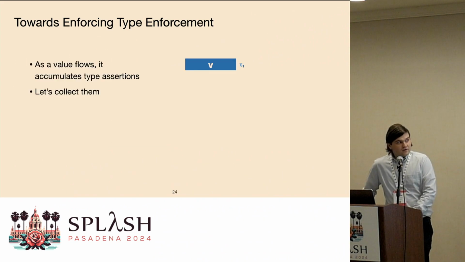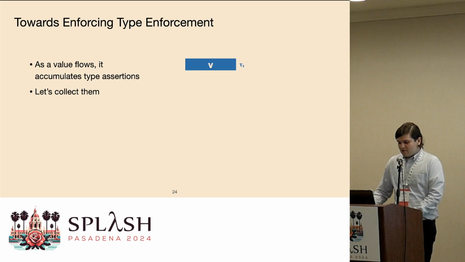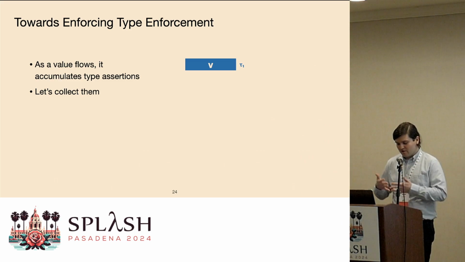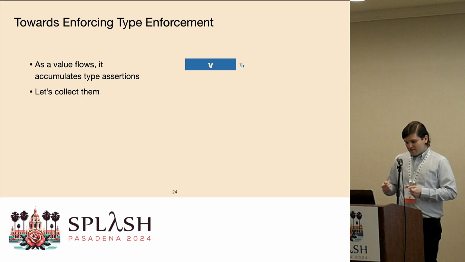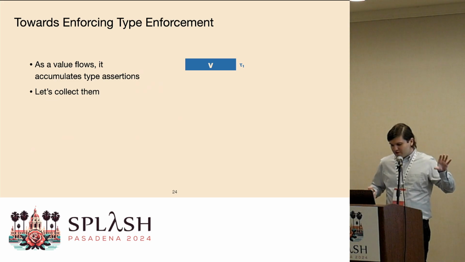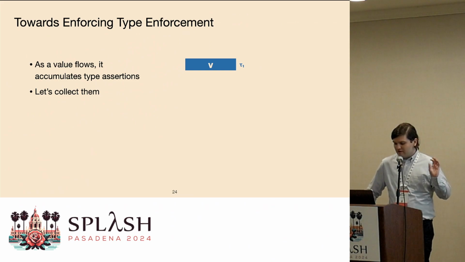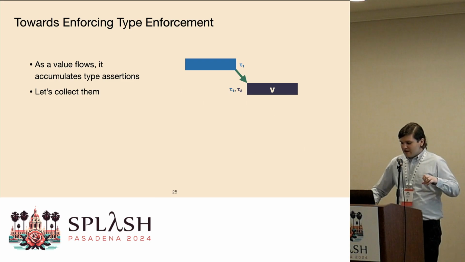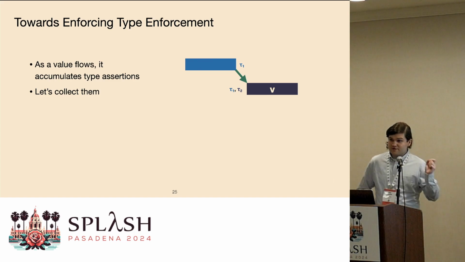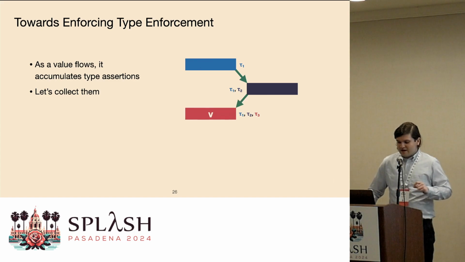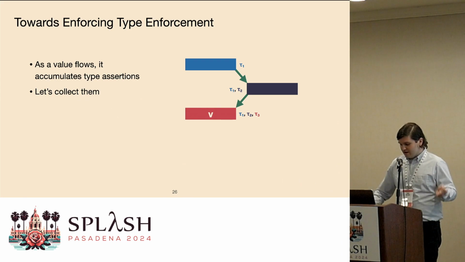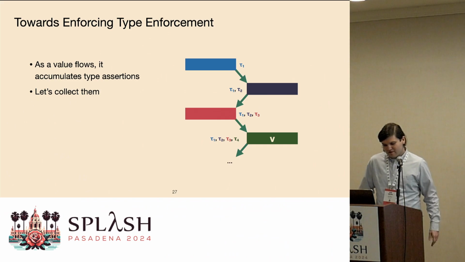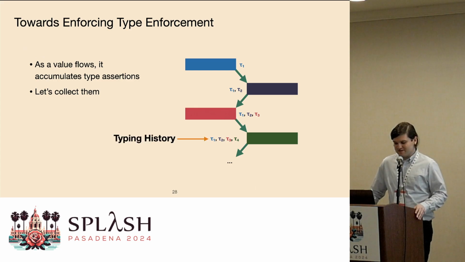So in general, we can try to do a bit better by saying, OK, as a value flows, it accumulates type assertions. So let's collect them all. Let's give that a name. So for example, if we have some blue chunk of code, and it produces a value at type tau1, then that value flows into some purple chunk. Now we know not only should it behave like tau1, but it should also behave like tau2. And as it flows into this red chunk, we accumulate an additional tau3, and into the green chunk, we get tau4, etc. So let's call this list of types a typing history.